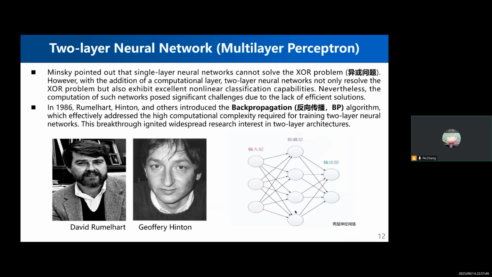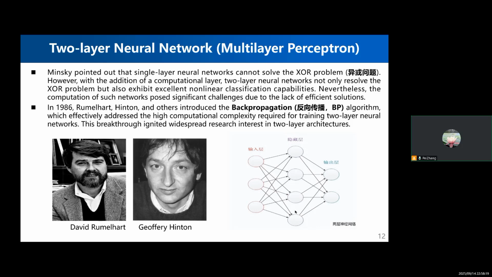Minsky pointed out that a single-layer neural network cannot solve the XOR problem. However, with the addition of a computational layer, the two-layer neural network not only resolves the XOR problem, but also exhibits excellent nonlinear classification capabilities. Nevertheless, the computation of such networks posed significant challenges due to the lack of efficient solutions.